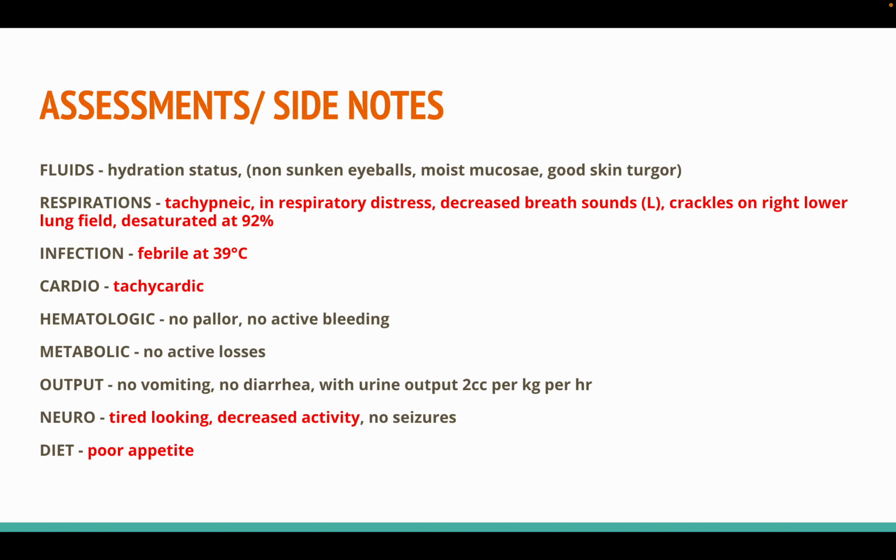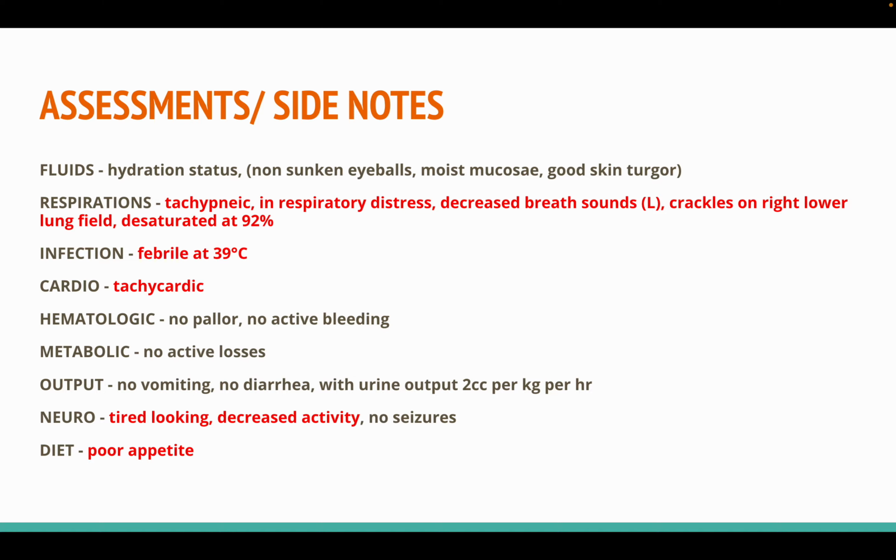For example, for our doctor's orders, we usually use the SOAP format. So, we can also use FRICHMOND. For example, for fluids, we can mention the hydration status of our patient. For example, we can write non-sunken eyeballs, moist mucosa, and good skin turgor.